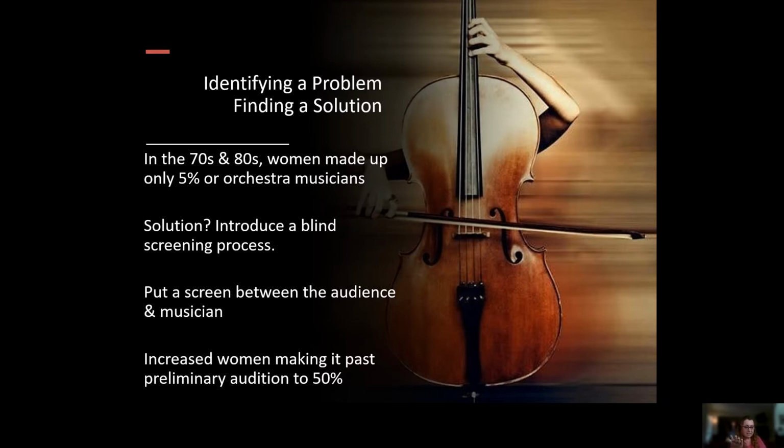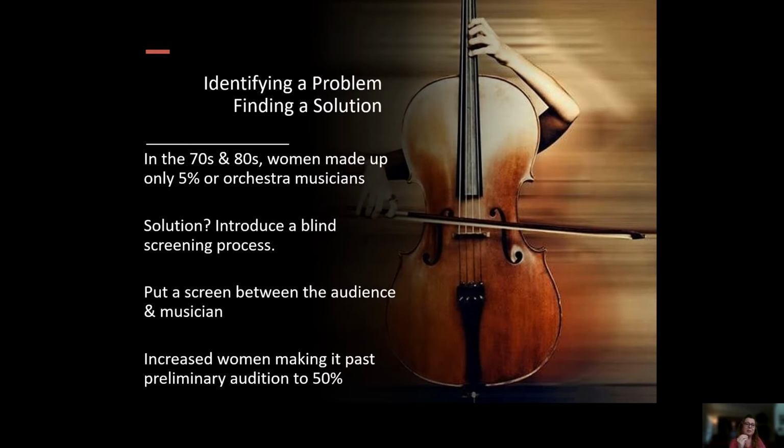Well, one of the things they did to work on this and to try to help identify the problem was to introduce a blind screening process. So what they did was they put a screen between the adjudicator, whoever was listening to them play, and the musician. They weren't allowed to speak to each other. They muffled the floor so you could not hear them walk, and they just played. This immediately increased women making it past that preliminary audition to 50%.